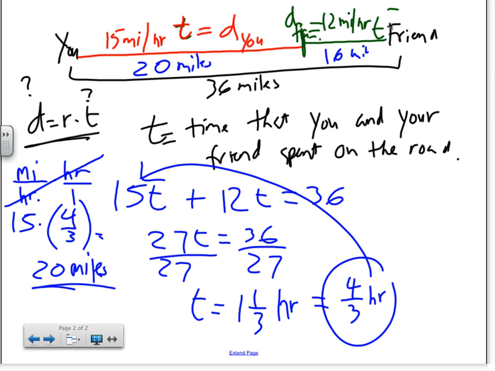Okay, so basically this is the problem. Any questions on this one? Is it shockingly difficult or shockingly easy? I hope so, because like I said, every problem that you'll be doing has to do with this right there: distance equals rate times time. Okay? Alright, so we'll stop right there.